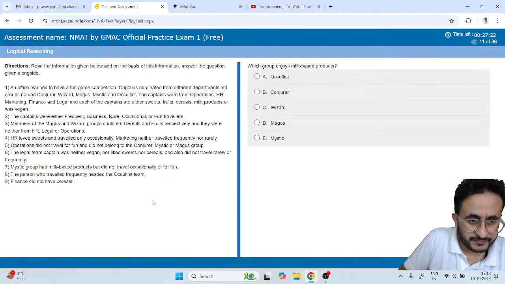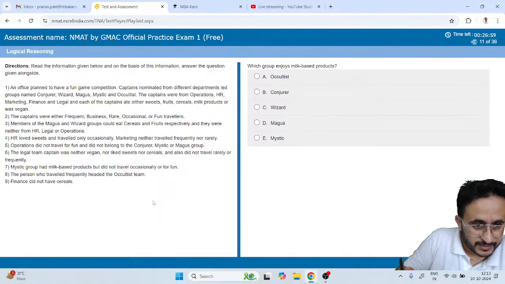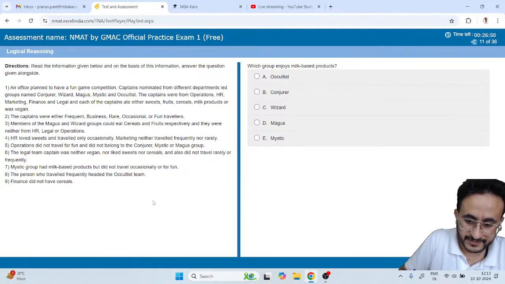Okay. And then we have the legal team captain was neither vegan, did not like sweets or cereals. Okay, so we'll fill it later. Mystic had milk based products. So Mystic is milk product and did not travel. So travel will be filled last. Person who traveled frequently headed the Oculus team. So frequently is Oculist. Finance did not have cereals. So we get marketing and finance also is done. And legal is sweets, not cereals.